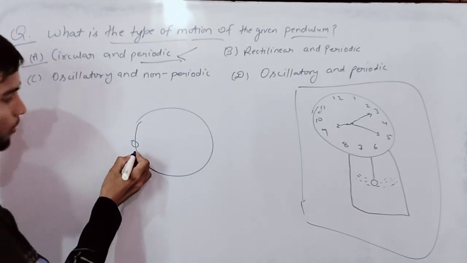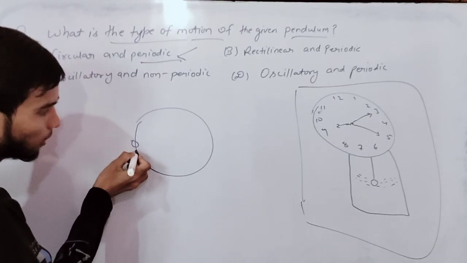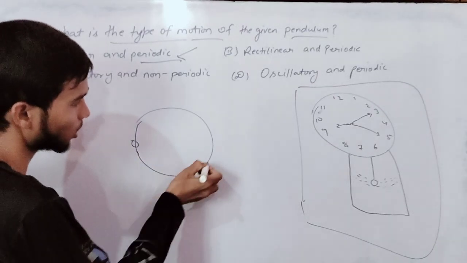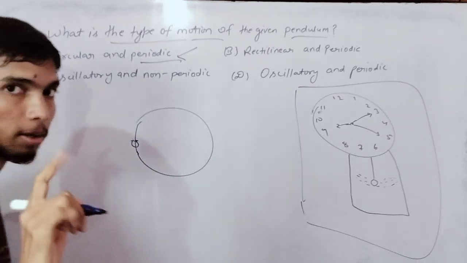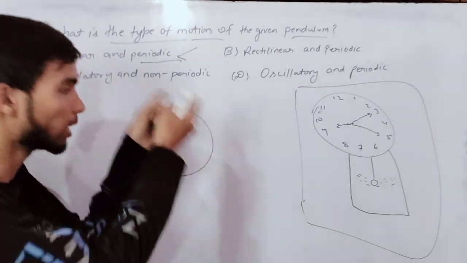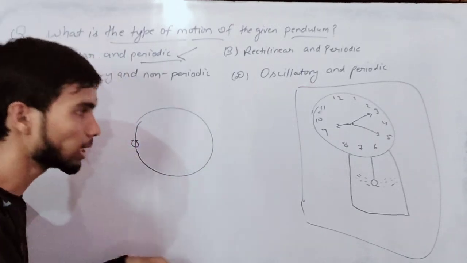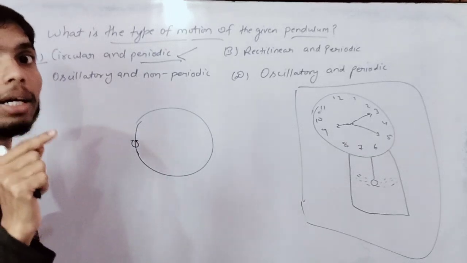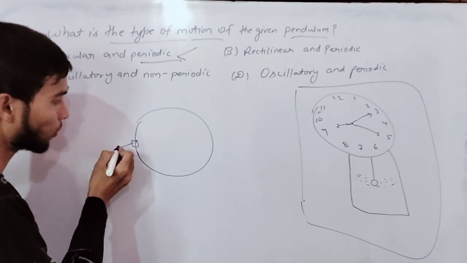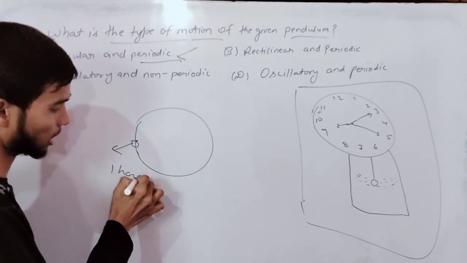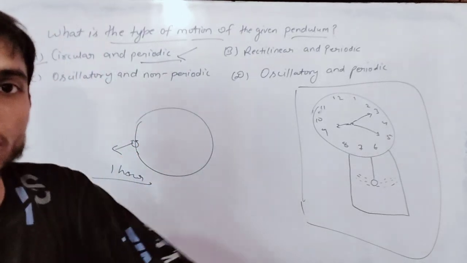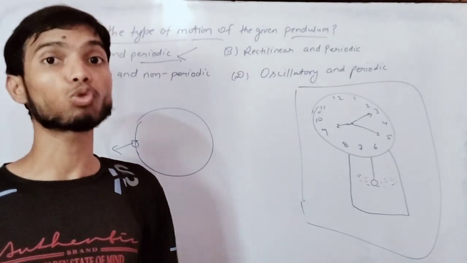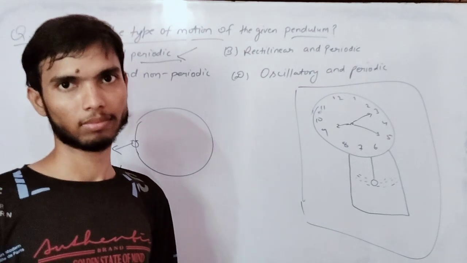What do I mean? It will start from here like that. From here, it is one complete cycle. Again it will repeat. Then again it will repeat. It is an interval time. After 1 hour, it is repeating. The motion of this object is repeating after 1 hour. So 1 hour is the interval time.